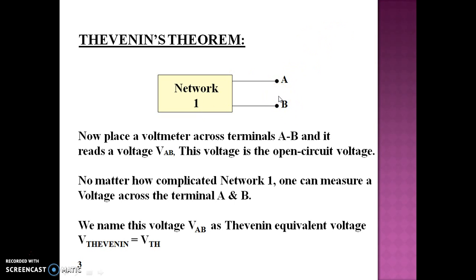This can be done with the help of a voltmeter. If you measure this voltage, we will get a voltage VAB. This voltage is known as open circuit voltage. And it is also called Thevenin equivalent voltage VTH.